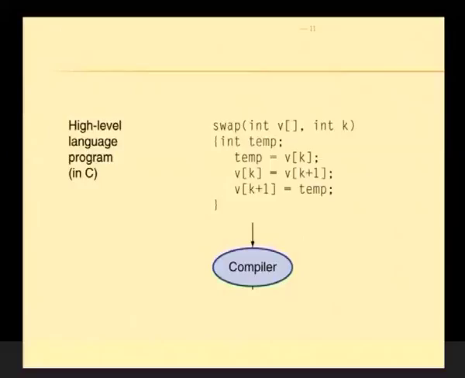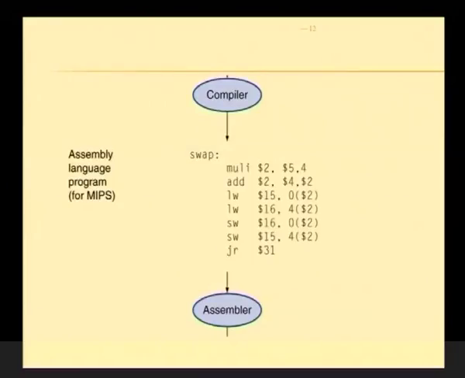Now let's take a closer look at how this translation from high level language to machine code takes place. There's an intermediate step there which we call the assembly language. So let's look at what happens in this sequence.